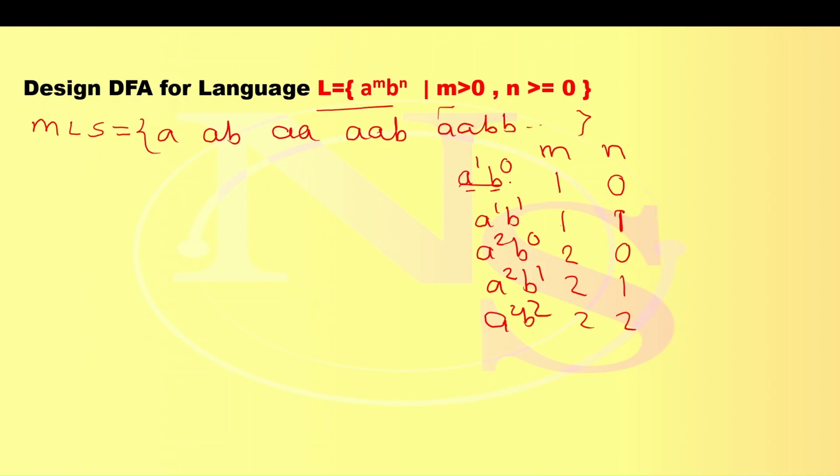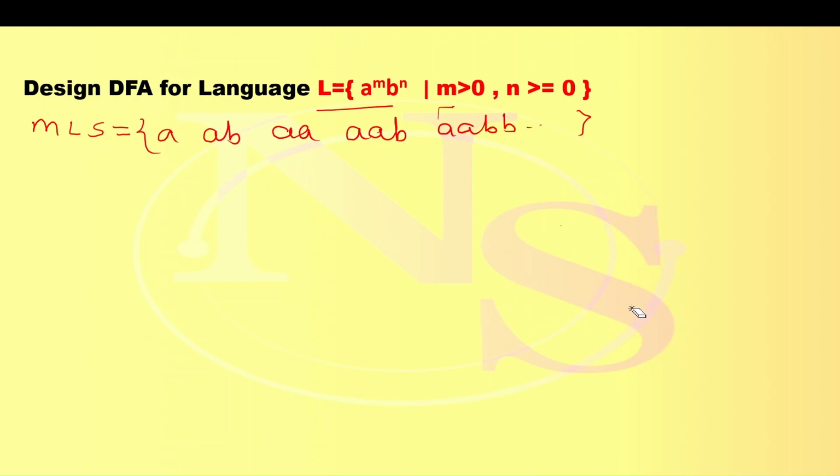If we observe all these sample strings, it shows that all a's are followed by all b's, and b's may or may not come because n is greater than or equal to 0. All a's, because m is greater than 0, at least one a should be there. And if b is coming, then all b's. The format should be maintained: all a's, then all b's.